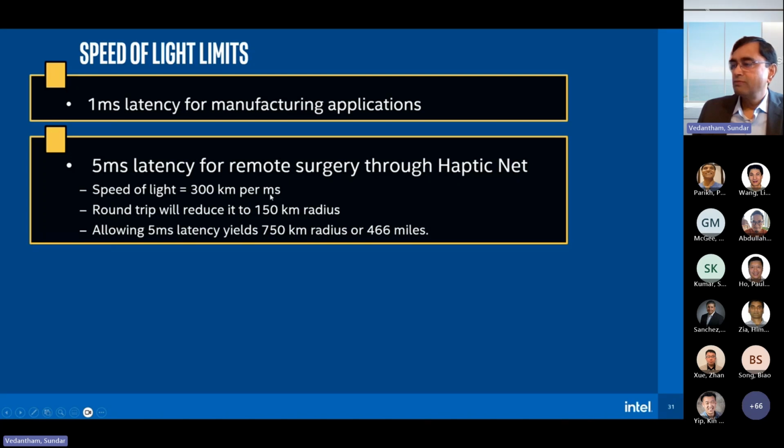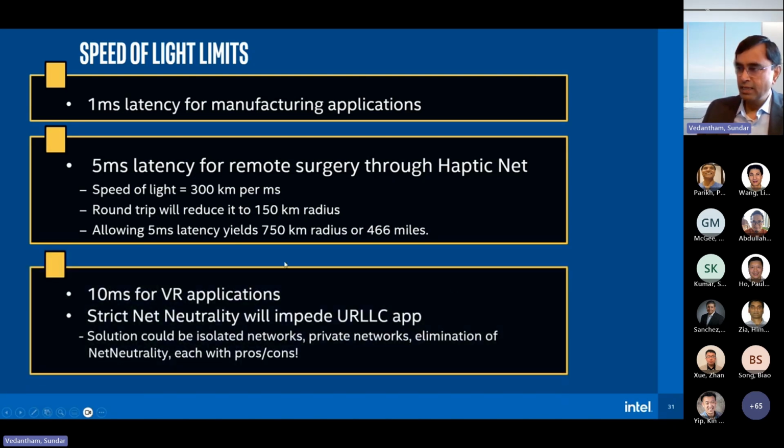So maybe it makes it like 150 kilometer radius. So that 5 millisecond radius will actually give you about 750 kilometer or about 466 miles, right? Which means if you are doing surgery, the surgeon can be around 466 miles away from where the surgical equipment is, and he can still make this work, right?